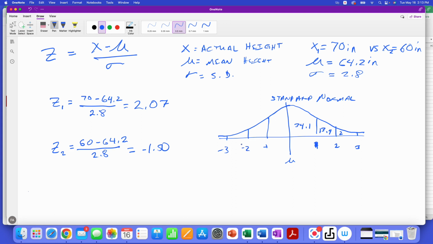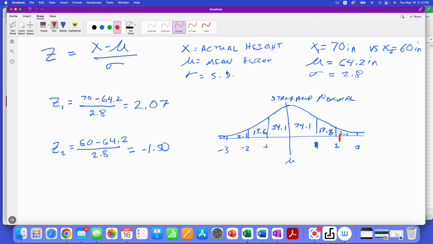And then we have the same thing on the other side, right? So we have those values, 13.6, pardon me. And then the same thing on the other side, it's 34.1, 13.6, 2.1. I left off my 1 there, huh? And then over here would be 0.1, right? 0.1 and 0.1 on the other side. So 2.07 is right here, right?